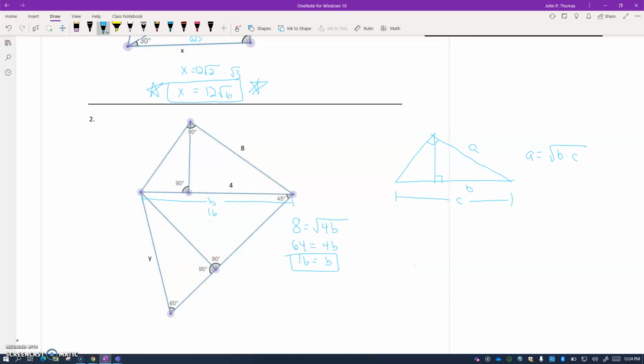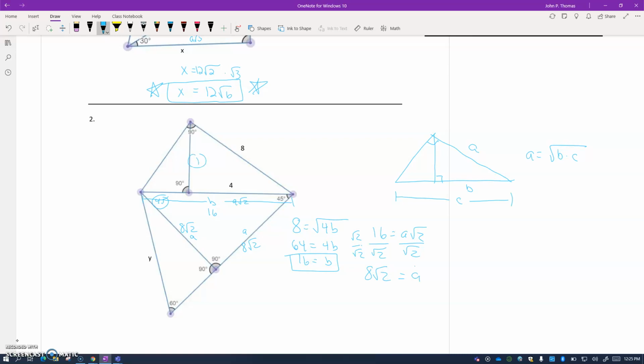I've got 16 on this side. But that's a 45-45-90 triangle, so I know my relationship is A root 2. So 16 equals A root 2. I'll divide both sides by root 2, and then I'm going to multiply top and bottom by root 2 to clean it up. So I get 8 root 2 equals A. That gives me these two sides, so 8 root 2 and 8 root 2.